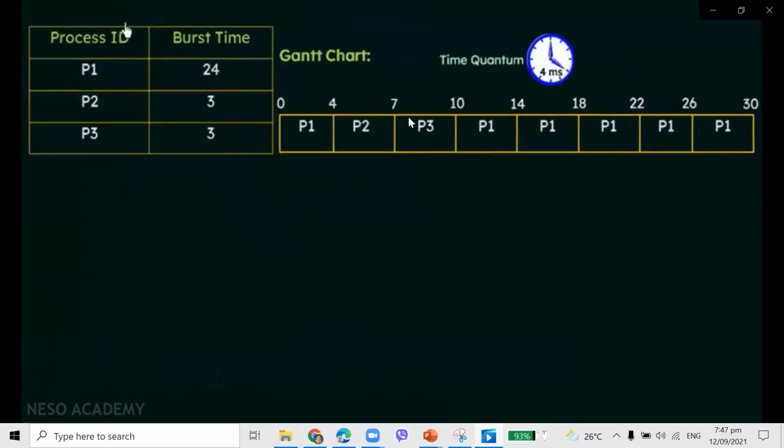So I've copied down the same table here which shows our process IDs and the burst time, and the Gantt chart that we have formed just now. So now let's see how we can calculate the turnaround times and waiting times. For round robin scheduling, there are two methods in which we can calculate the waiting times. So let's see what those two methods are.